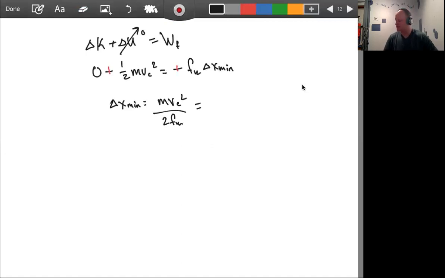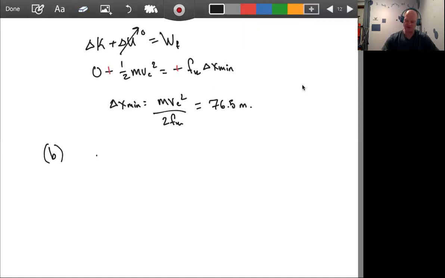Plug in my numbers. What I find in this case is this works out to be 76.5 meters. Okay, so this is my minimum stopping distance. Good. So part B, we're told that the distance between the car and the truck is only 30 meters, which is less than the 76.5 meters. So it's going to hit, right? So what I want to know is, again, how fast is it going?